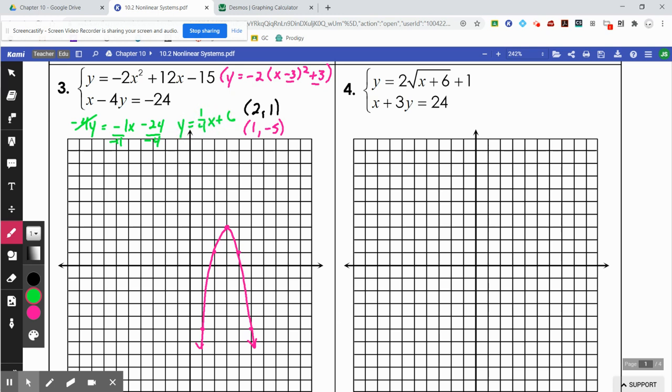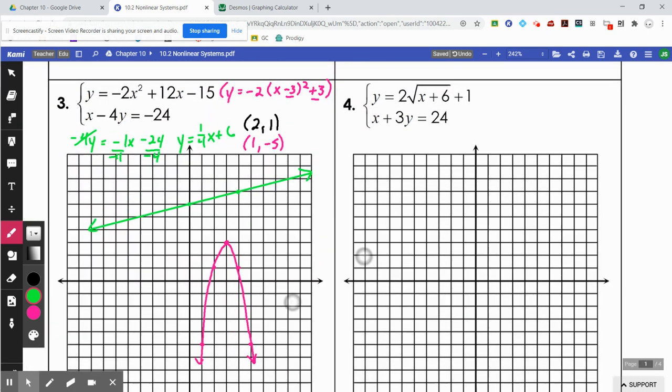So we're going to cross at 6. We're going to rise 1 and run 4. Connect our dots, and here's our line. And these two graphs do not cross anywhere. So therefore, there are no solutions. As we stated in the introduction, there doesn't have to be any intersection points.